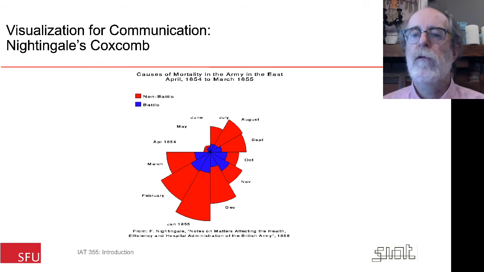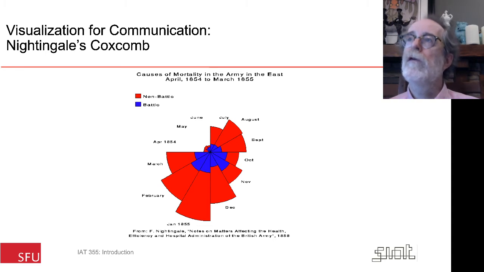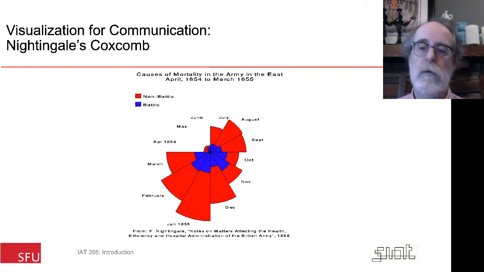Another example from historical times, this thing is called Nightingale's coxcomb. It is a visualization of the number of people who were dying from various causes during the Crimean War, which took place in southern Russia, the Crimean Peninsula.